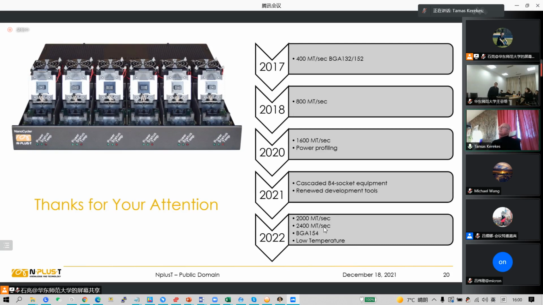And this is my roadmap. We started in 2017 with the 400 megatransfer per second system. In 2018, we doubled the speed. In 2020, we came out with the next generation, which again doubles the speed to 1.6 gigatransfer per second, and it introduced power profiling. This year we created the cascaded 84-socket equipment, and we fully renewed our development tool set. In 2022, we plan to reach 2.4 gigatransfer per second, which will be the top of the industry, and to introduce low pitch, low size package management, and also low temperature. So this is how we see the NAND characterization of the latest technologies from the tooling point of view.